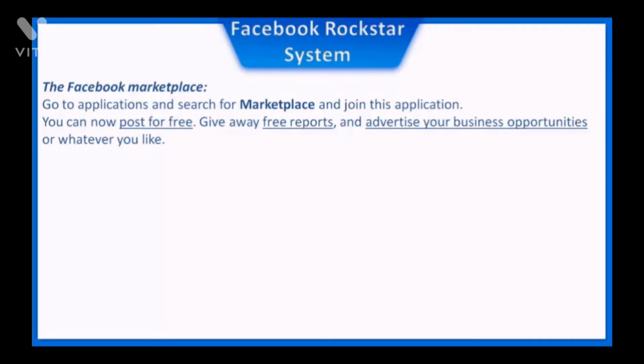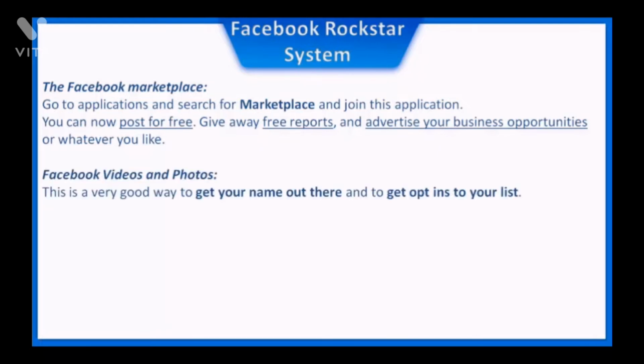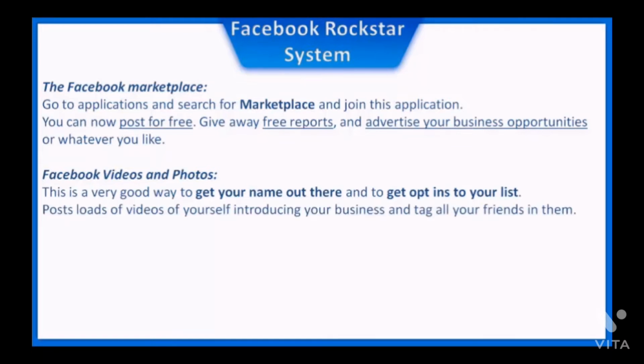Focus on giving away things of high value, such as branded ebooks, because this will generate viral traffic. Facebook videos and photos are a very good way to get your name out there and to get opt-ins to your list. Post loads of videos of yourself introducing your business and tag all your friends in them. Put a niche, keyword-rich description of your video or photo too. Make sure to give a link to your opt-in page.